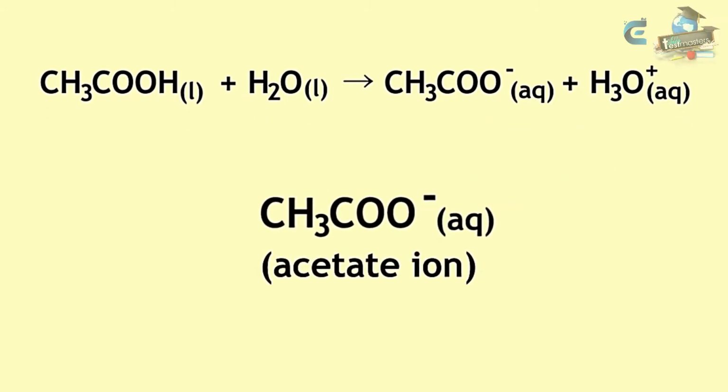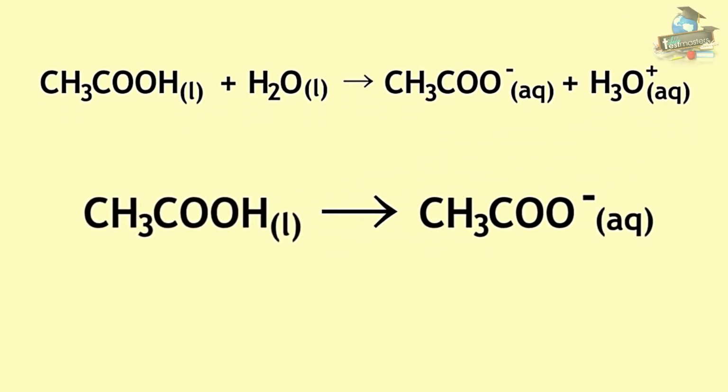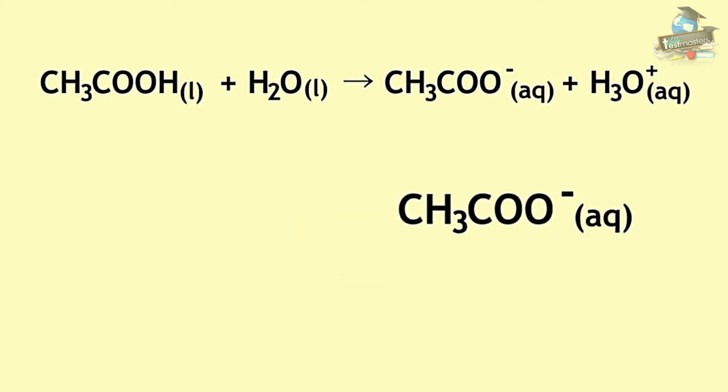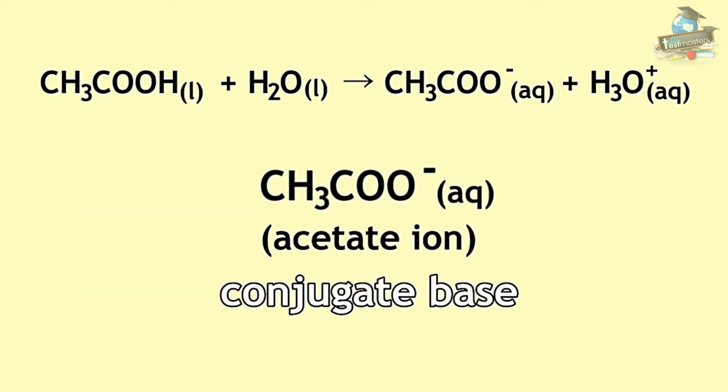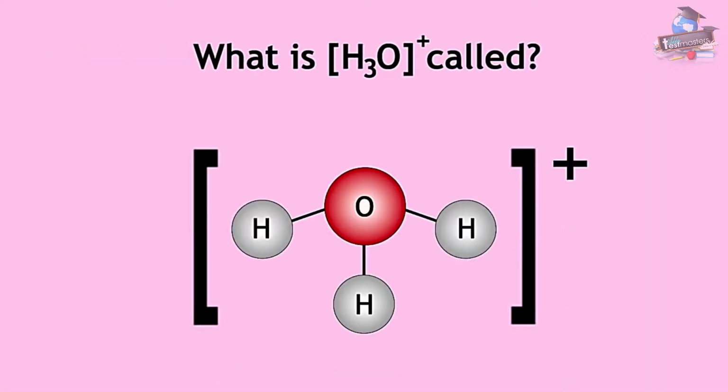The acetate ion is formed when acetic acid released a proton. The acetate ion is the conjugate base in this reaction. Can you remember what this is called? Pause and resume when ready.